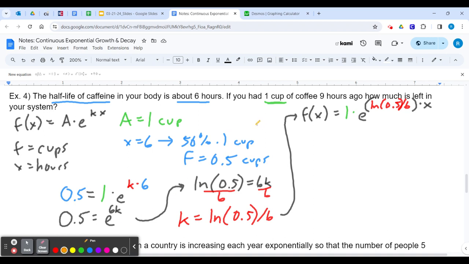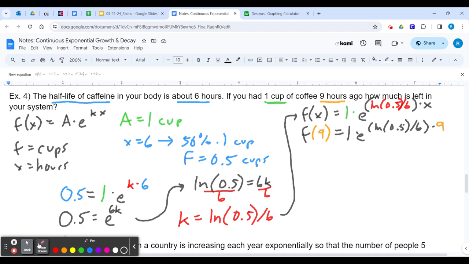Then ultimately, we're trying to see if we had a cup of coffee 9 hours ago, how much is left. So we are going to plug in 9 here. My f of 9 is equal to that 1 times e to the ln of 0.5, divided by 6, times that 9.